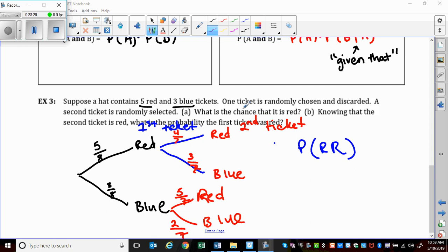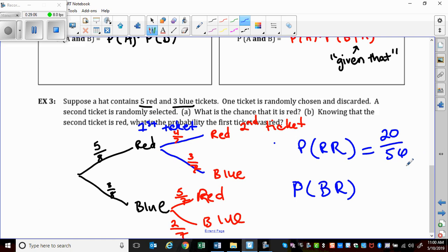So we don't know what the first ticket was. It was just randomly chosen and discarded. It could have been red, but the second ticket that is randomly selected, what is the chance that it is also red? Well, it could have been red, or it could have been blue first and then red. And we need to find both. So red is 5 over 8, and then red again is 4 over 7. If you multiply that, you get 20 over 56. Now, if you do blue first, which is 3 over 8, and then red, which is 5 over 7, that'll give you 15 over 56.